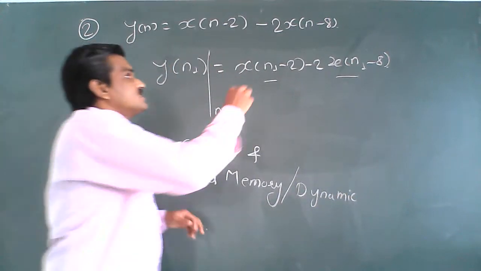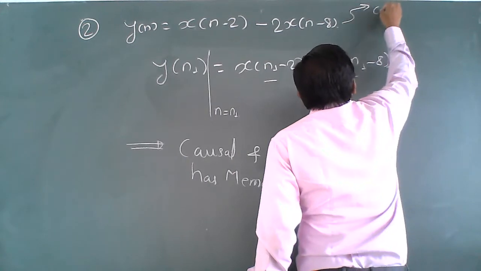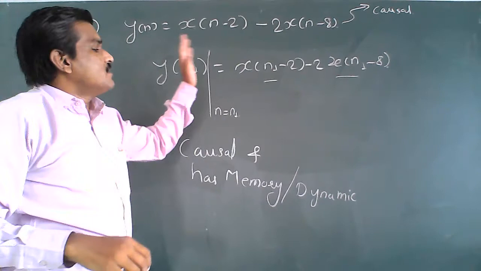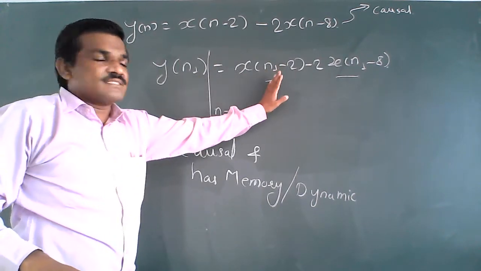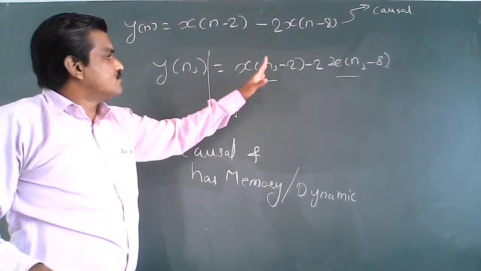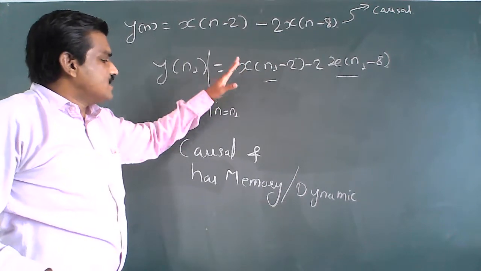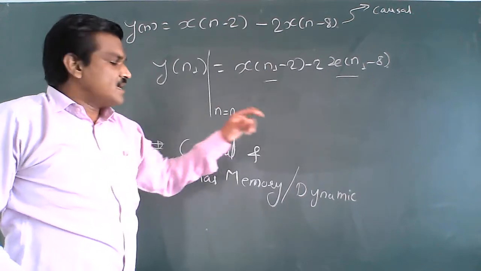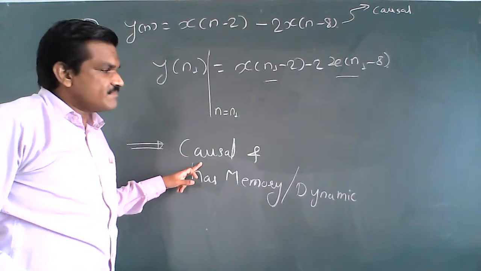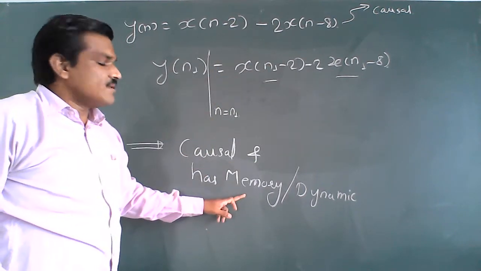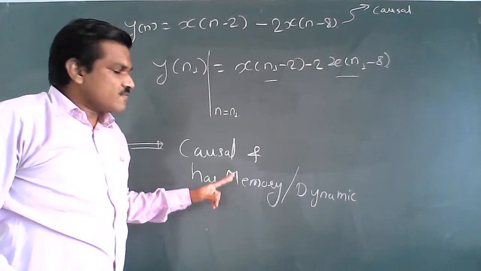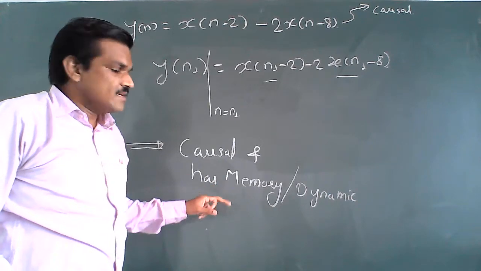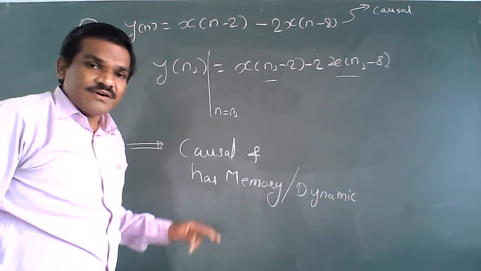Okay, so first I will write it here. This system is a causal system because its output depends upon the present and past input. Here only past input has been given. So the basic definition of causality is that if the output depends upon the present and past input, then we call that system a causal system. And for a system whose output depends upon only the present values of input, we call the system a memoryless or static system.